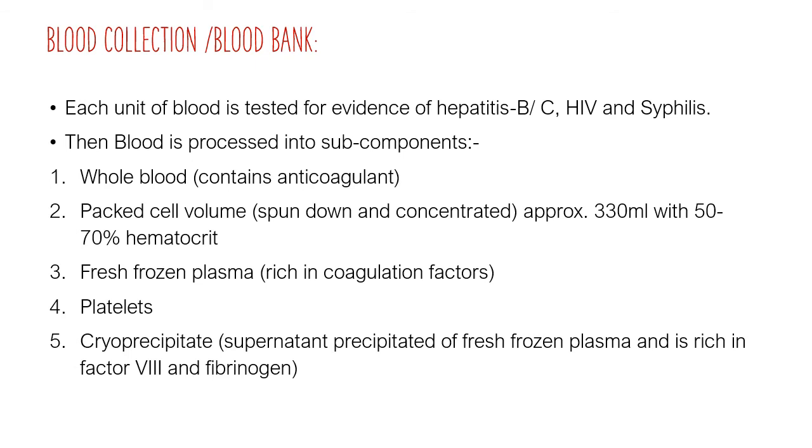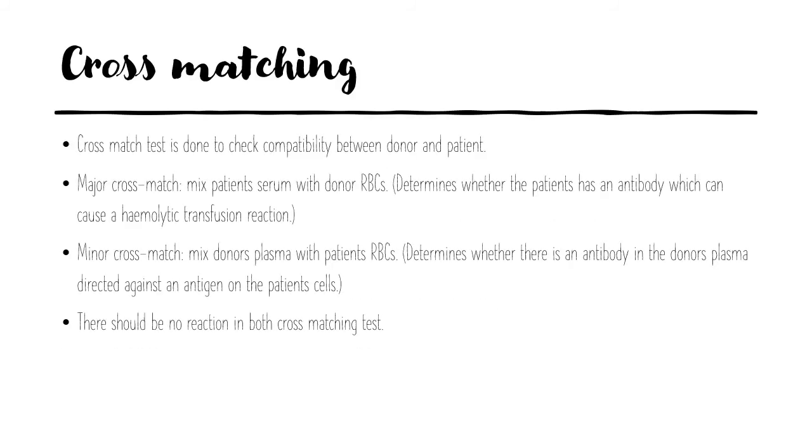Then next is platelets, and last is cryoprecipitate. This is the supernatant precipitate of fresh frozen plasma, and it is rich in factor 8 and fibrinogen. Cryoprecipitate is stored at -30 degrees centigrade with 2 years of shelf life. When it is removed from the refrigerator, it should be administered or infused within 6 hours. So this was about the types of transfusion.